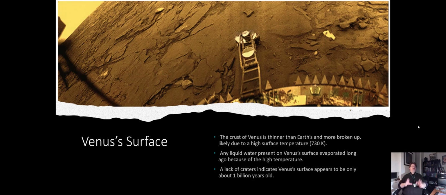Now, this is what the Venusian surface looks like. This is, as far as I know, the only actual image that we have of the Venusian surface. Again, remember the Magellan images of the entire world are radar pulses. They are a radar map. This is actually a photograph, and this was taken by, I'm going to screw up the name.